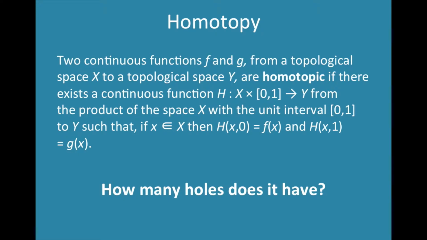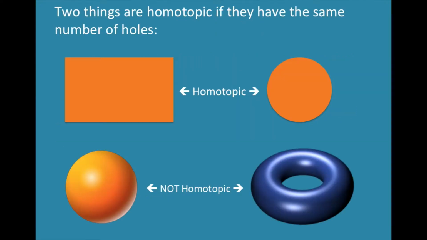So for our purposes, the question that we need to worry about is how many holes does it have? Two objects are homotopic if they have the same number of holes. So this rectangle and circle are homotopic because they both have 0 holes. The number of holes is the only thing we're concerned with here. So even though one is a rectangle and one is a circle, or one has corners and one doesn't, or one has straight edges and one doesn't, we don't care. Since they both have 0 holes, one could be stretched and or deformed to make the other, so they are topologically the same.